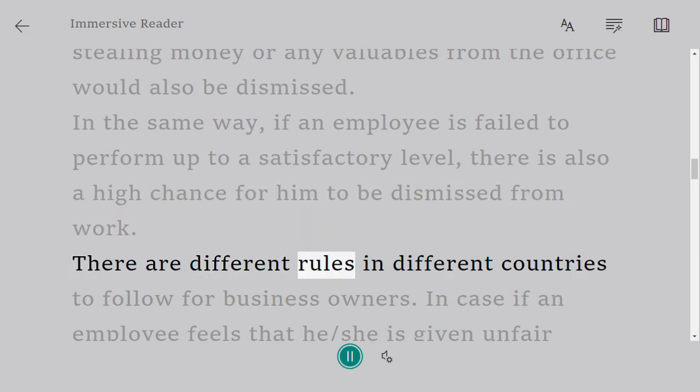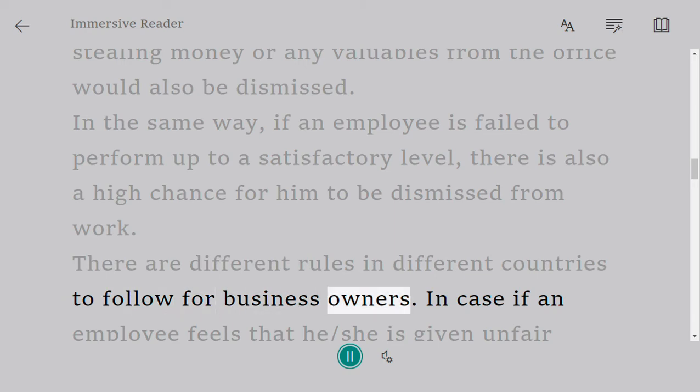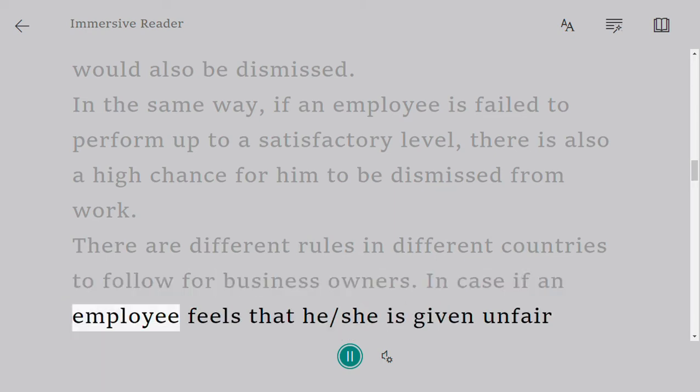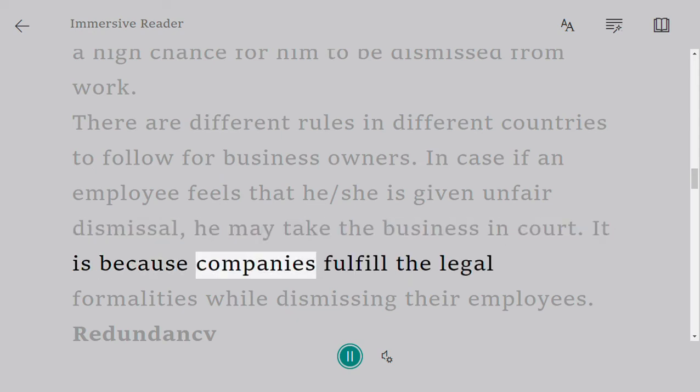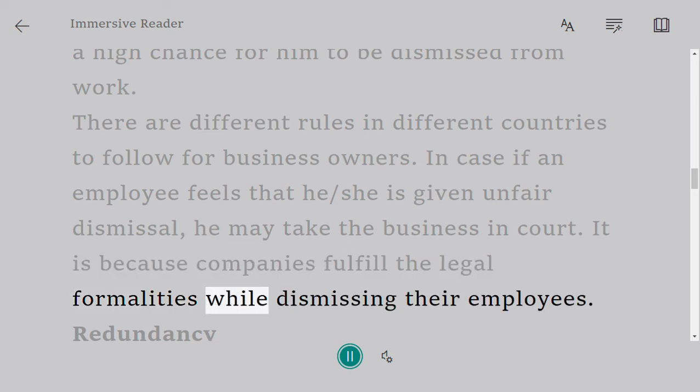There are different rules in different countries for business owners to follow. In case an employee feels that he or she is given unfair dismissal, he may take the business to court. It is because of this that companies fulfill the legal formalities while dismissing their employees.